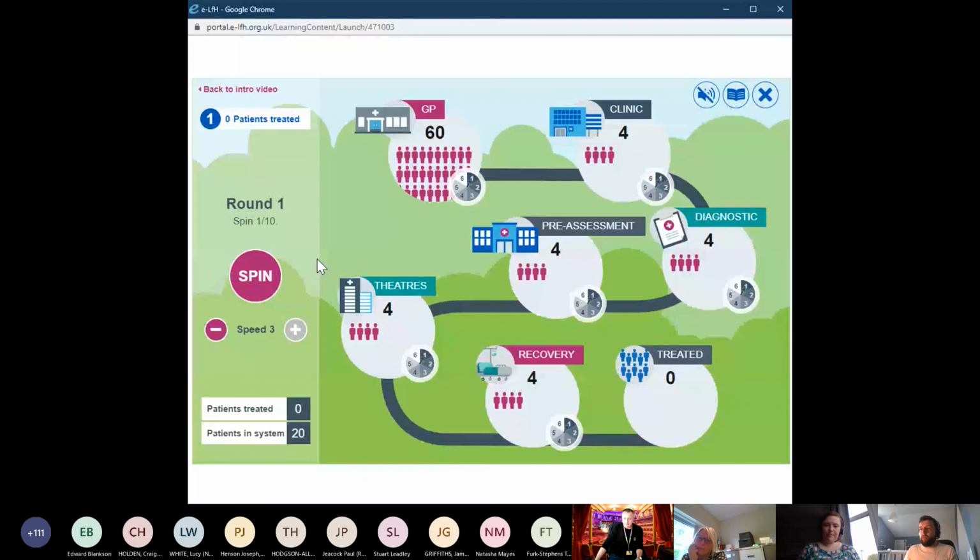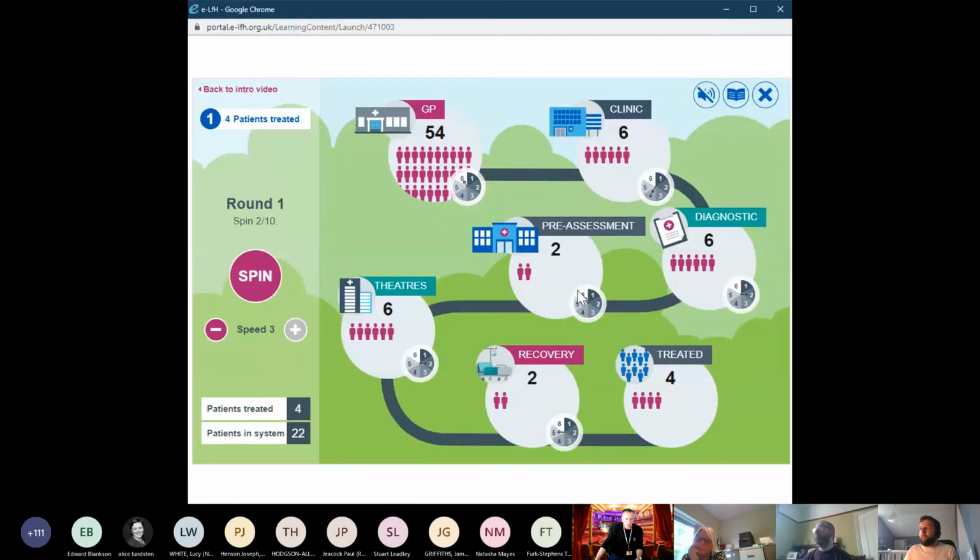So before I ask you a question, I'm just going to do a quick demonstration. So I'll hit the spin. Okay, so we had 6 patients that have moved from our GP into our clinic. So we can see that's reduced down to 54. In our clinic, we saw all 4 of those patients that were in our waiting lists. They've all gone down here, but the 6 from the GP are now sitting in our clinic.